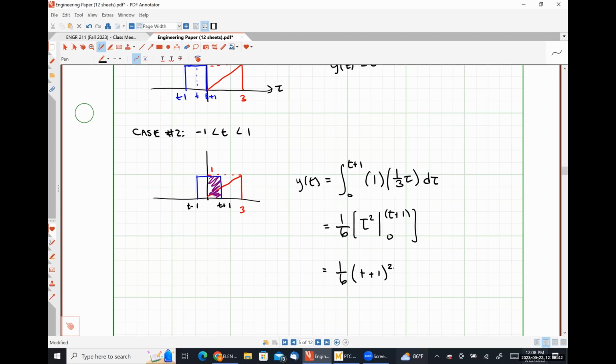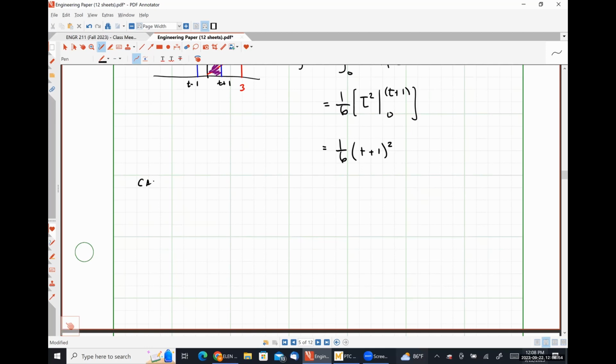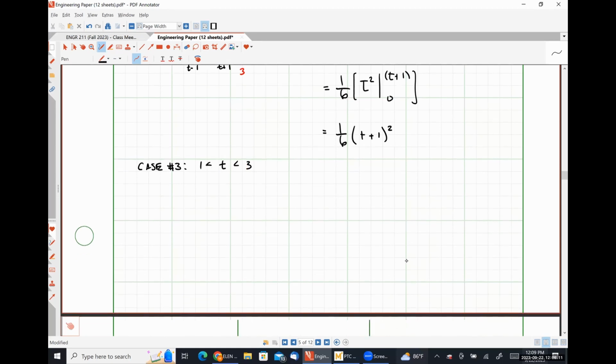So now let's talk about the region that Brody was referring to, right? For case number 3, let's talk about what happens when t is between 1 and 3. And then I don't think those matter, but just in case. Okay.